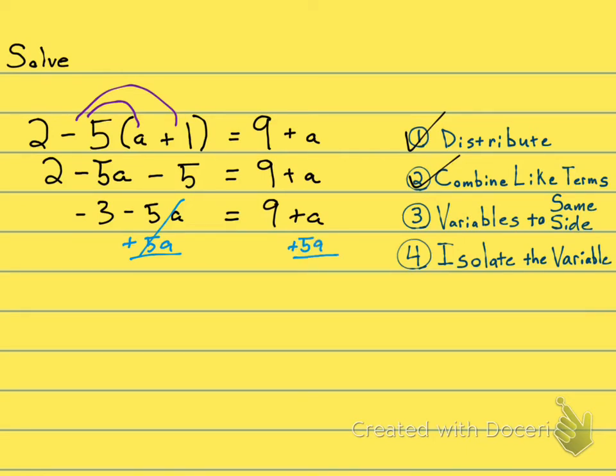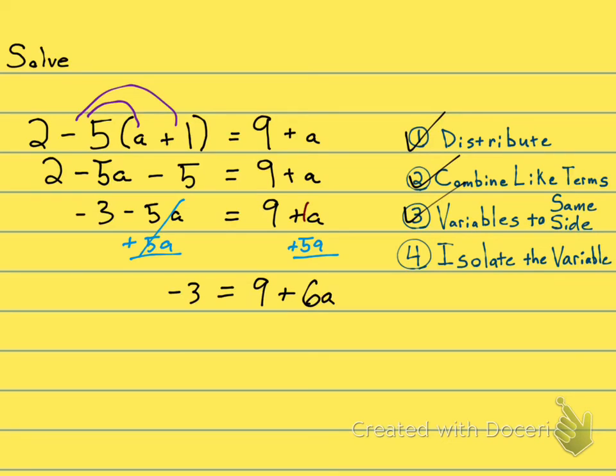So on the left, all I have left is this -3 equals, okay, this is 0, so I don't need to put it, equals 9 plus, now remember this is 1a plus 5a. 1a plus 5a will give me 6a. Are all of my variables on the same side? Yes, they are. All of my a's are over here now. No a's over here. Last step, isolate the variable.